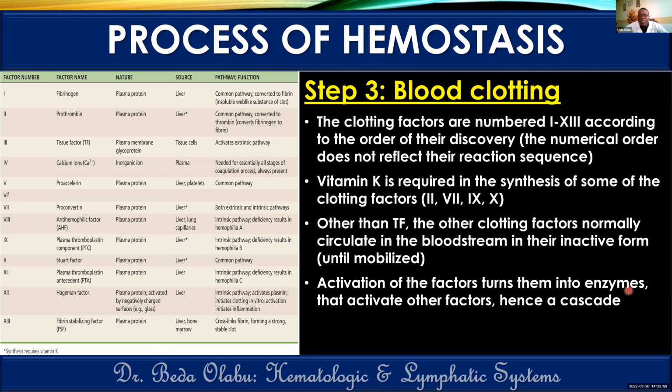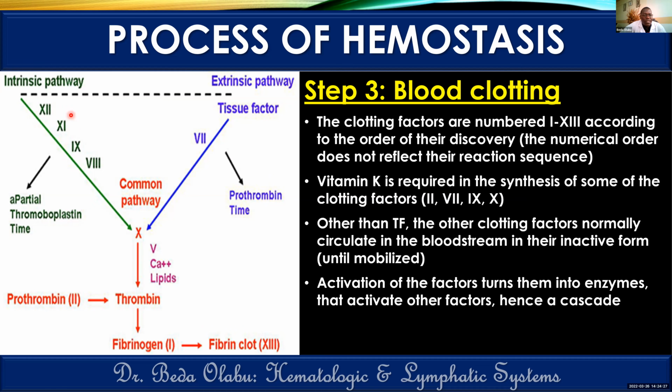Remember, not all of them will be enzymes anyway. Things like fibrinogen will not be an enzyme to become fibrin, and calcium is definitely not an enzyme. But most of them are enzymes, and these enzymes, once activated, activate another step, so that clotting pathway is actually a cascade of events.